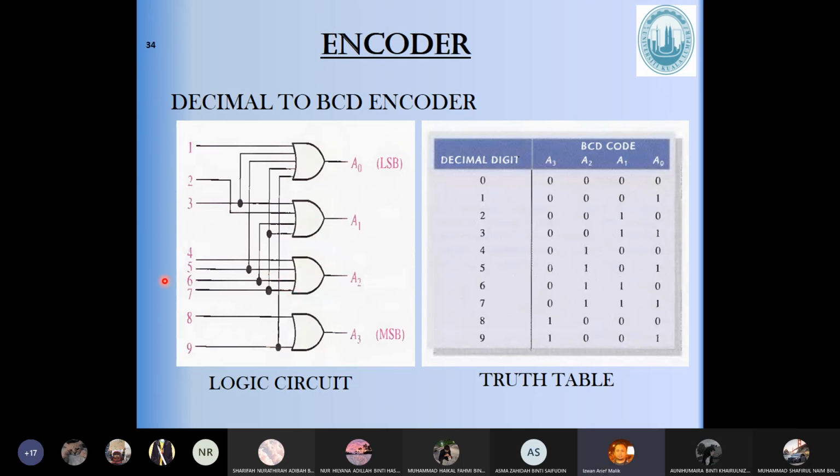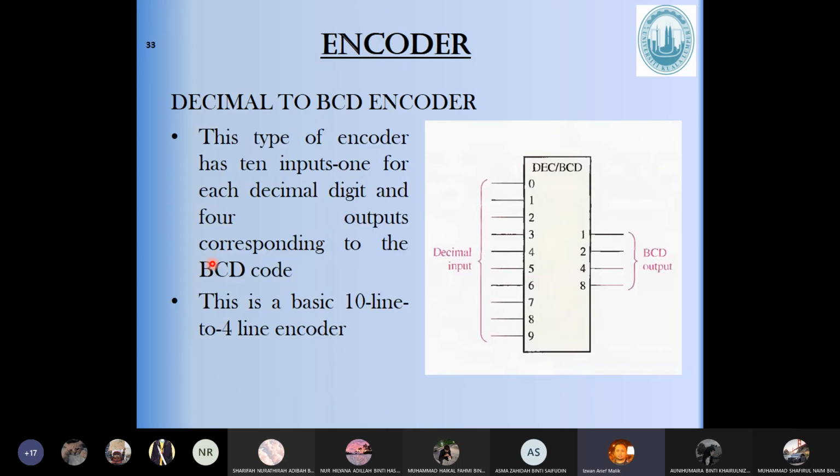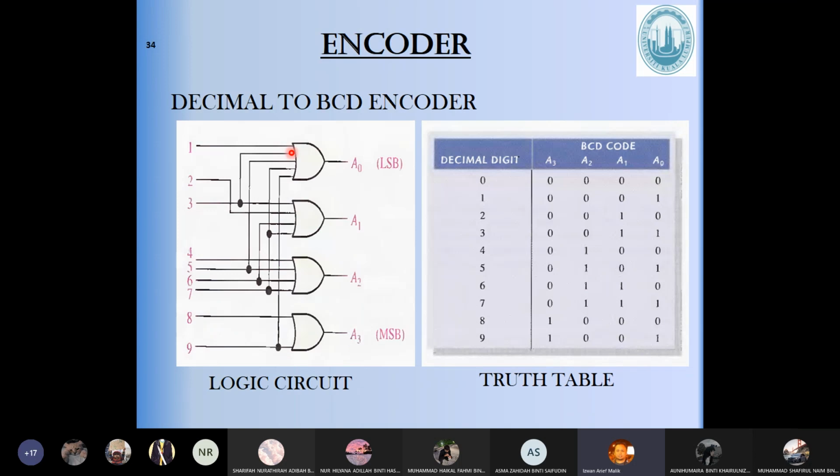So this is the decimal to BCD encoder. They are very straightforward lah. Okay, so kalau dia tanya draw the block diagram tu macam ni. This is block diagram. Circuit diagram yang ini. This is the truth table. Okay, logic circuit ni adalah logic diagram lah, circuit diagram dia.